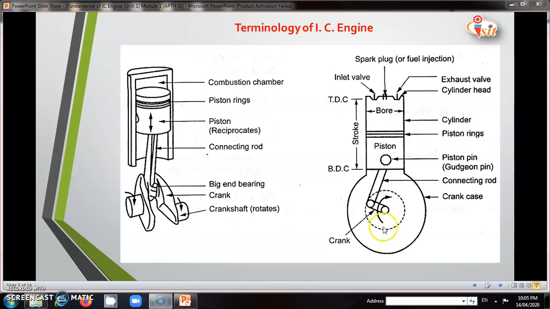The next important component is the flywheel. It is one kind of energy storage device. The material used is cast iron. So this is the terminology of the IC engine. It consists of a number of parts like cylinder block, cylinder head, piston, combustion chamber, inlet valve, exhaust valve, then connecting rod, crank, piston pin, cylinder, etc.